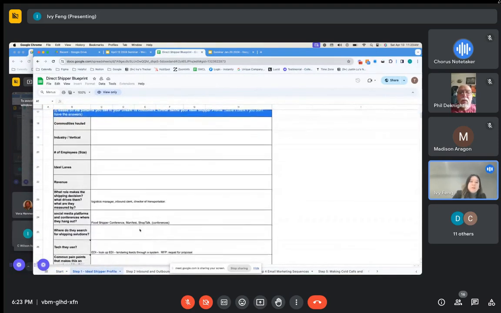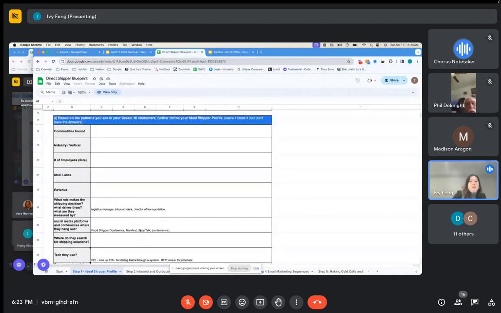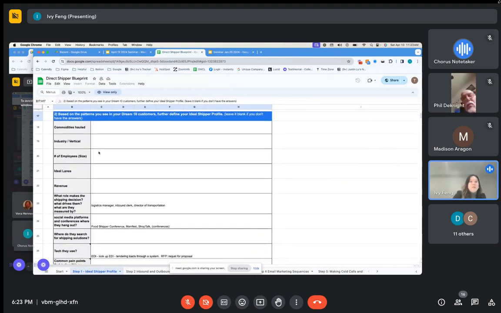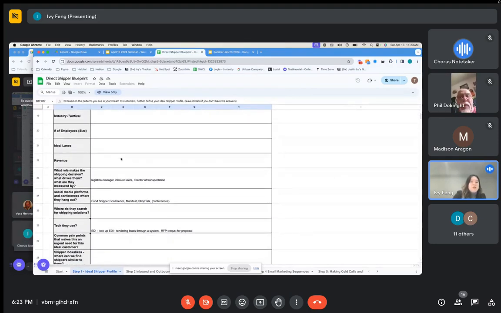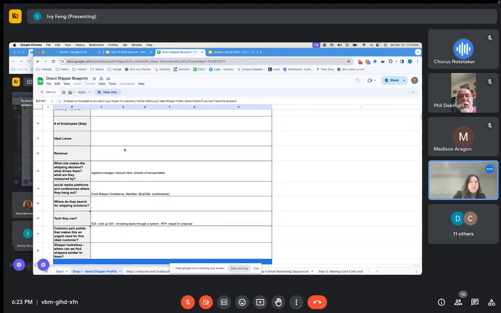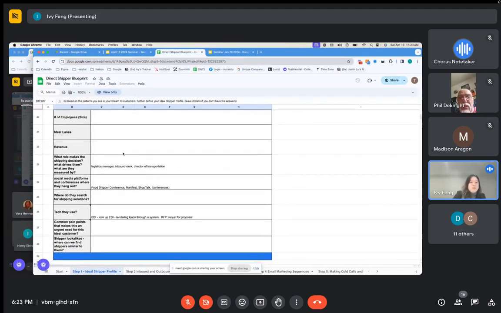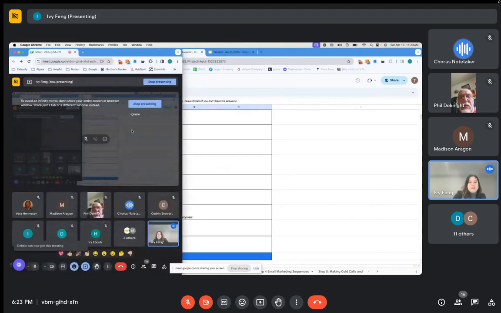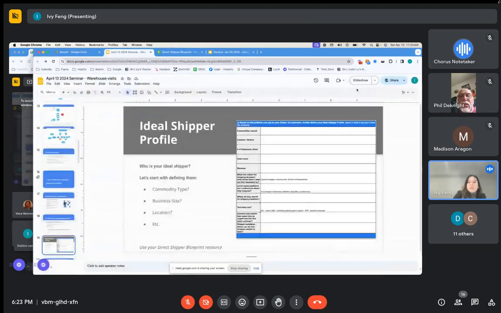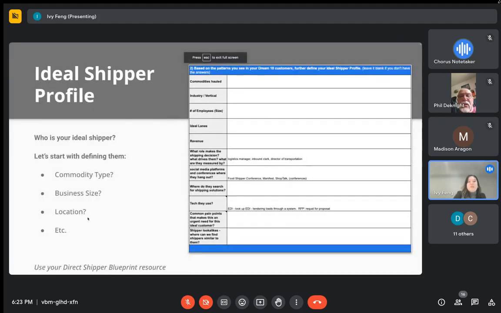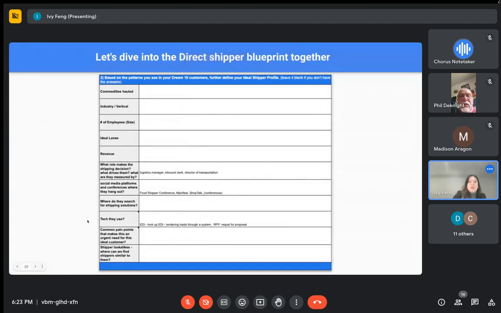And basically, this is a way for you to help yourself out with understanding the patterns of your dream 10 customers. Break this down. Like, what commodities are you hauling? What are the size of the companies that you're talking about? What lanes do they do, right? Are they local? Are they across the country, etc.? So this is something that I'll share with you guys later. Let me go back to here and do full screen. But it's good to ask yourself these type of questions. Again, that's something that we just went over really quickly.